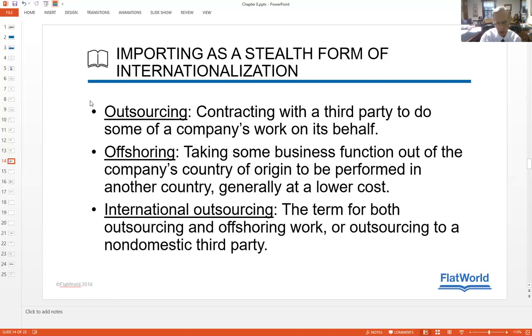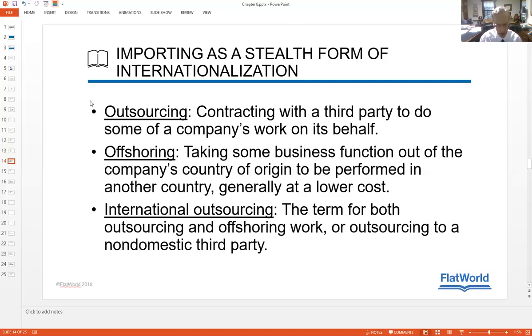It simply is taking what we do and keeping it; we don't give it up as we do in outsourcing. In outsourcing, we turn something over to another country and say, here, you do this. And in offshoring, we keep doing it, but we do it outside our home country. International outsourcing, and what I've been describing is international outsourcing. These authors have said that international outsourcing refers to both outsourcing and offshoring, or outsourcing to a non-domestic third party.